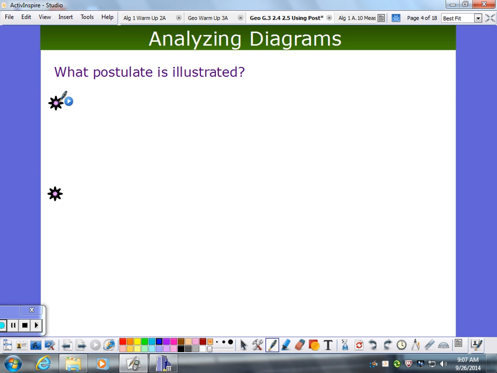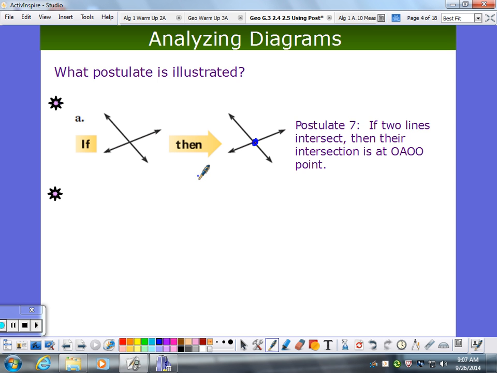So let's see if we can figure out what postulate is illustrated here. So this one, I believe it's on the paper. So if this thing occurs, then this other thing. Look at your list of postulates on your paper there. What is being illustrated here? Yes, sir. Postulate 7, and can you read that one for me? If two lines intersect, then their intersection is exactly one and only one. Excellent, right? So if two lines intersect, then they intersect at one and only one point. That is postulate 7. But if you were to tell me postulate 7, I'm going to be, what's that? I can't remember which number goes with which thing. So give me the content that goes with it.